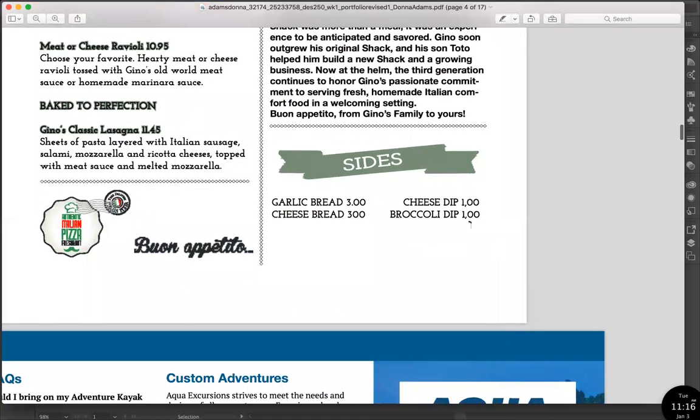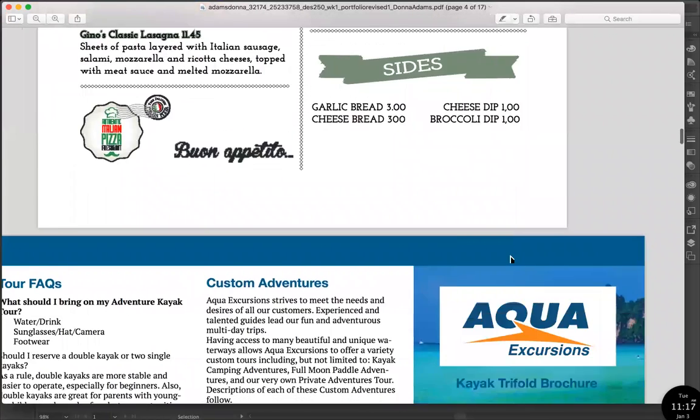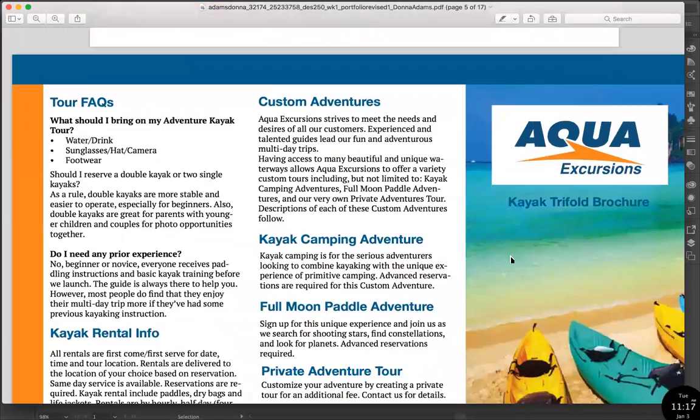And be careful, you've got the period for garlic bread, $3. This one is missing the period, so it says the cheese bread is $300, which seems a little high for cheese bread. And then over here, you've actually got commas instead of periods. So you want to do one period, the period for $1, period for broccoli dip as well. All right. Other than that, I think it's looking really good.